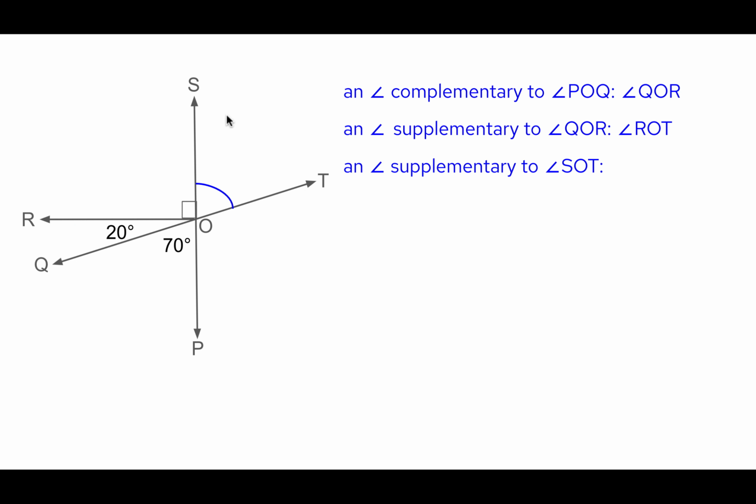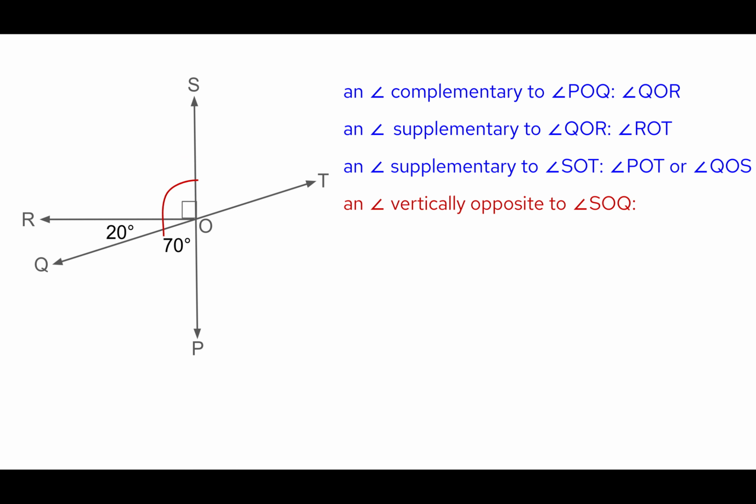Supplementary to SOT, here's SOT, and again we want a straight line. So our straight line then would be TOP or POT. We could also look at this way if we wanted to do the other part of the line. So we have SOT already, so we need SOQ or QOS.